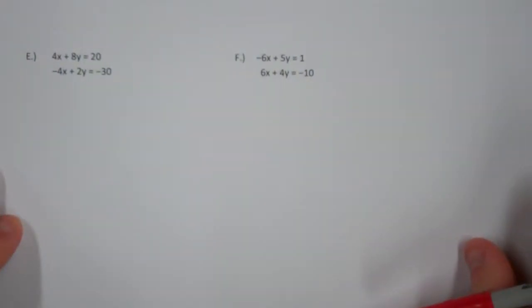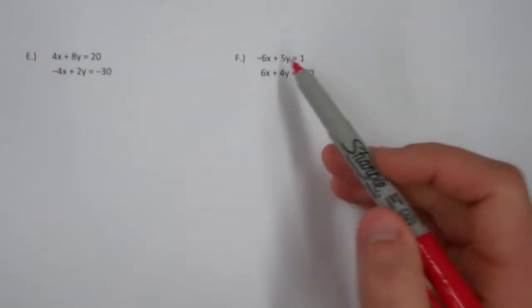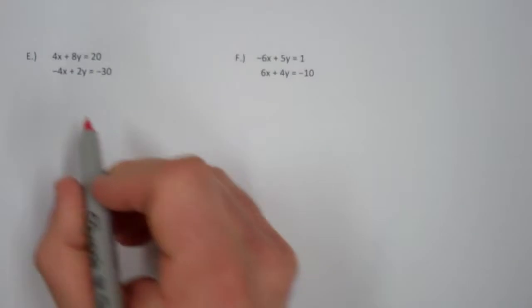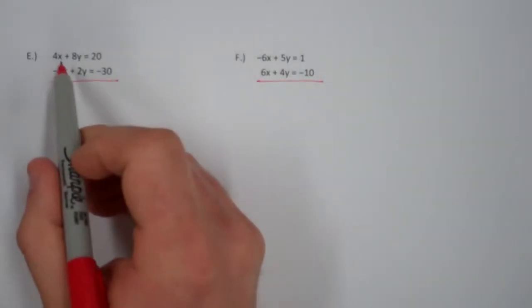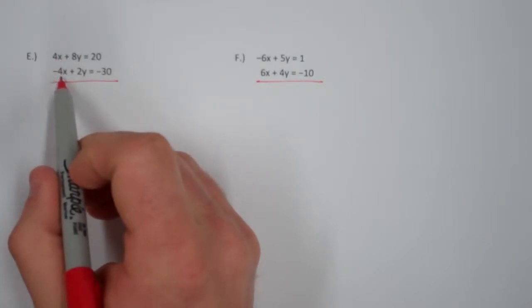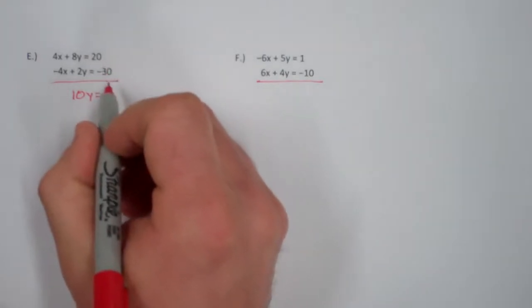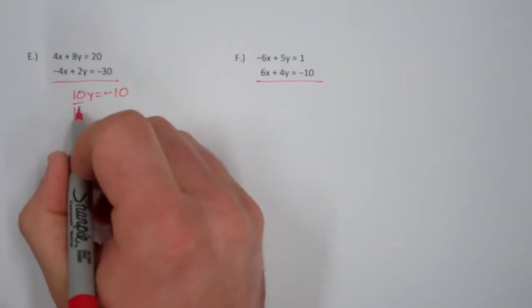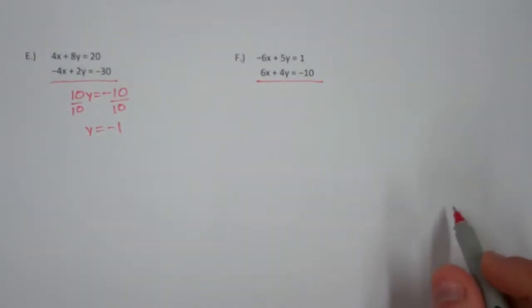So we've got E and F, and it looks like we're in luck for each one of these. Taking a glance real quick, I see a 4x and a negative 4x, and a negative 6x and a 6x, so no adjustment is needed. We'll just work with one at a time. So we're going to add these two together and get 0. Then 8y and 2y is 10y. And 20 minus 30 is negative 10. So if we divide by 10 here, we get y to be negative 1.